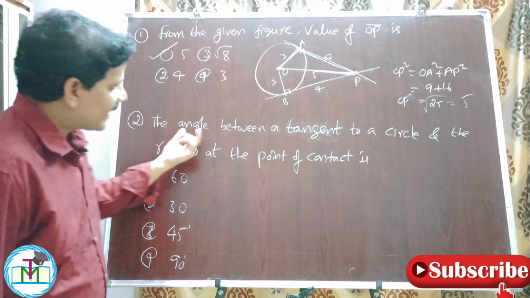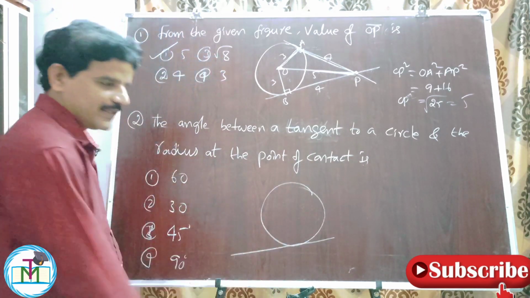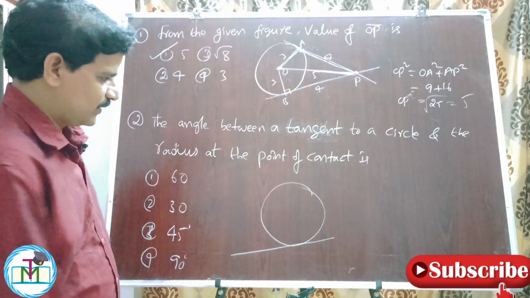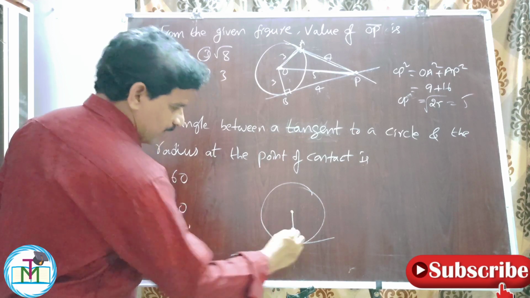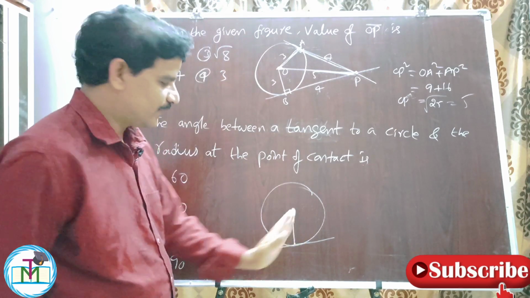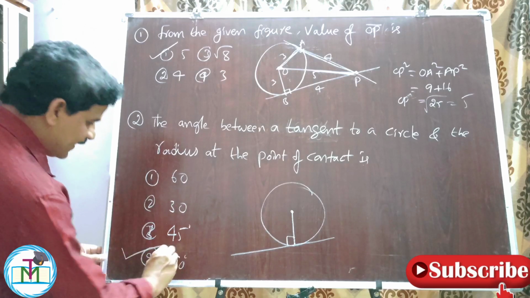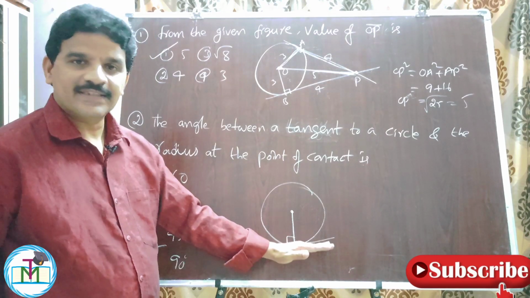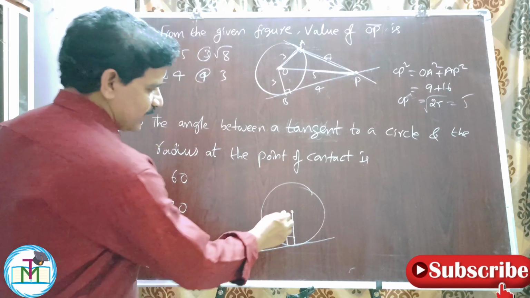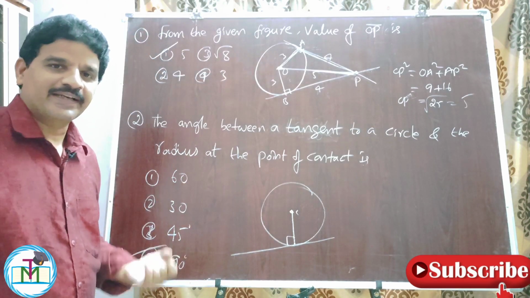Question number 2. The angle between a tangent to a circle and the radius at the point of contact. See here, there is a circle, there is a tangent to the circle and this is the radius at the point of contact. We know that a tangent and a radius through the center are always perpendicular. Therefore the angle is 90 degrees. Option 4 is the right answer. This is called the tangent, and a line perpendicular to this tangent passes through the radius, nothing but the center. Therefore 90 degrees. Option 4 is the right answer.